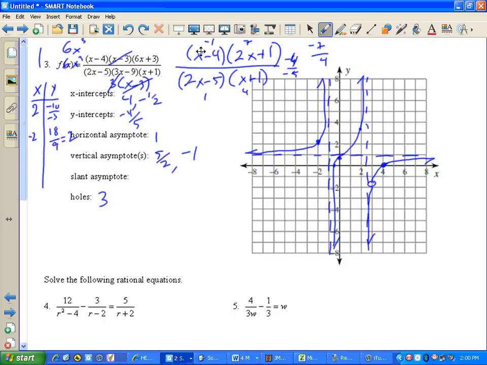I just want to check that one. This is -6. This is -3. -9. -1. Yep, okay. So that's my graph for that one.